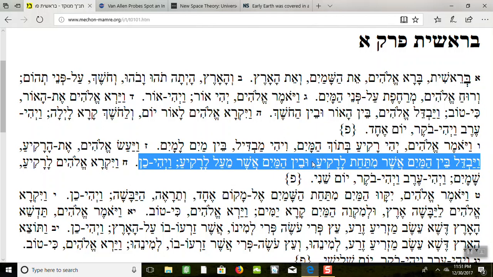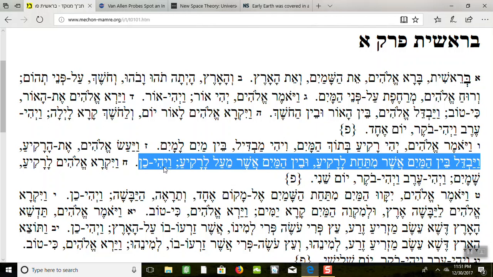Next, Uven Hamayim Asher Me'al Larakia Vayehi Ken, which is between the waters which are above the rakia, and it came to be, and it was so. So this rakia, or harakia, divides the water. There's water below it and there's water above it.